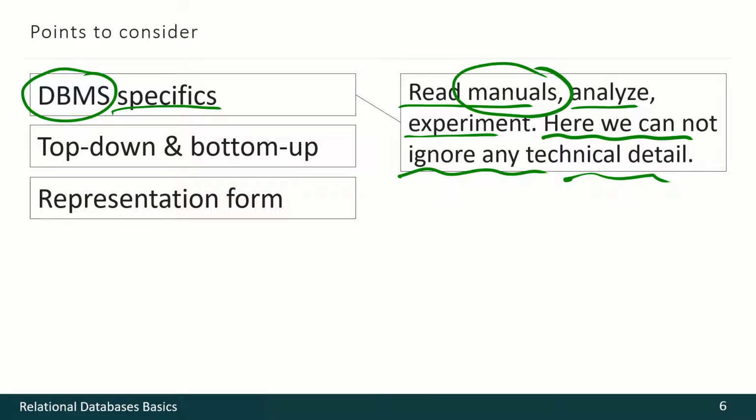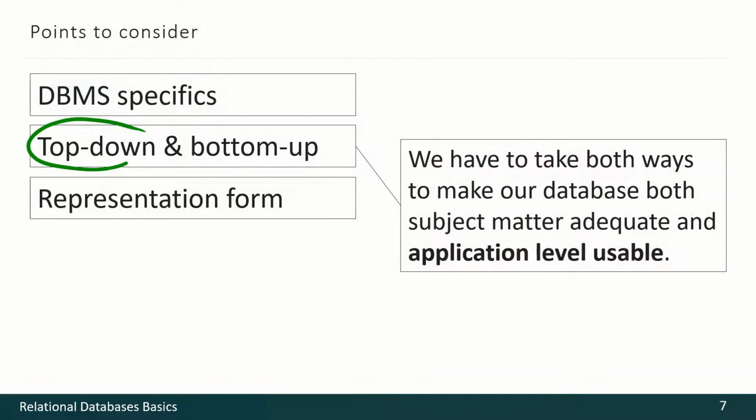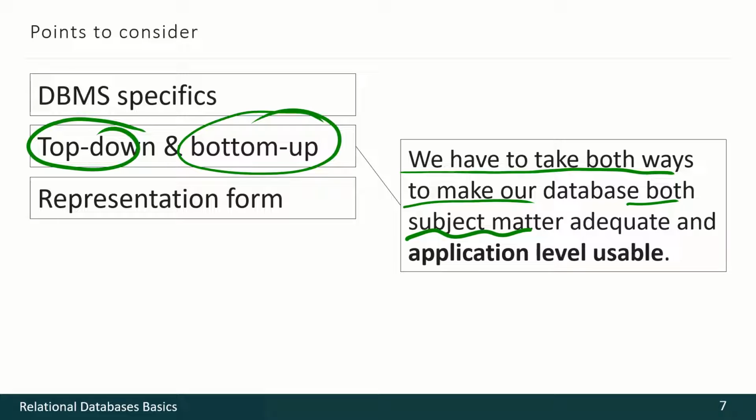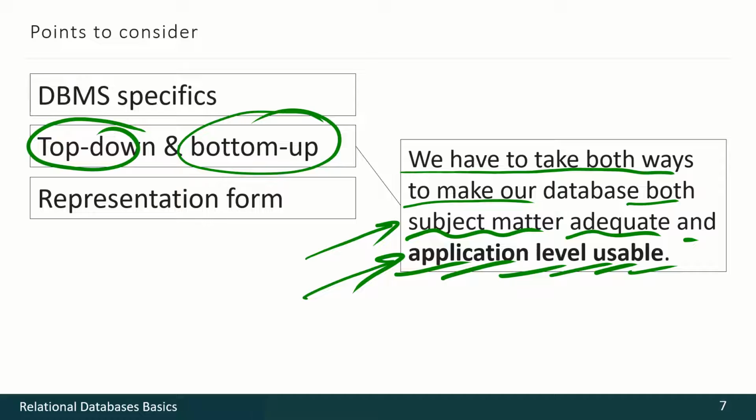So manuals are the best source of information about those special technical details. Top-down and bottom-up approaches are still with us, and we still have to take both ways to make our database both subject matter adequate and application level usable. So here we concentrate on that and still remember about subject matter.